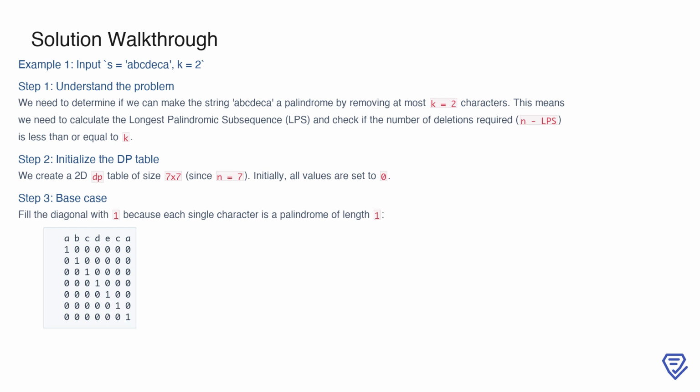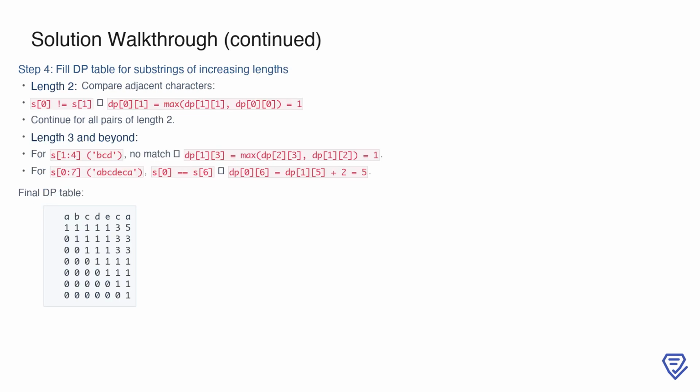To achieve this, we use a dynamic programming approach. First, we initialize a 2D DP table of size 7 by 7, as the string has 7 characters. Every cell in this table is initially set to 0. For the base case, we fill the diagonal of the table with 1s because any single character is a palindrome of length 1. This gives us the initial setup needed to begin filling out the DP table for substrings of increasing lengths.